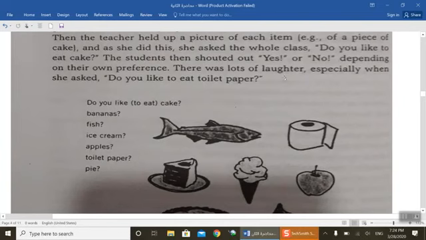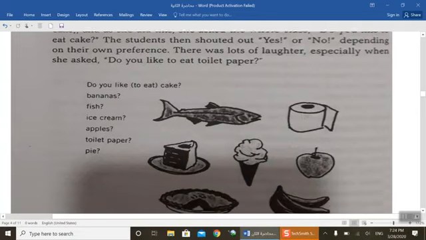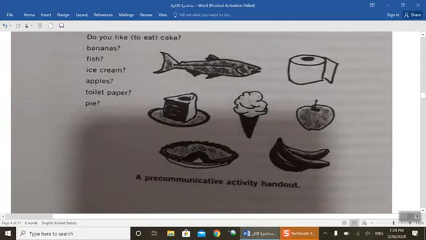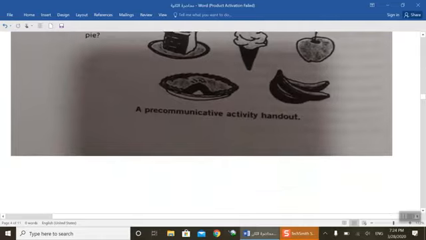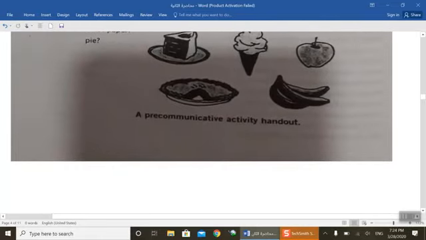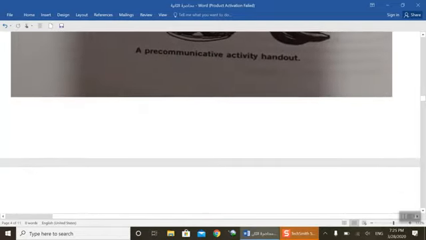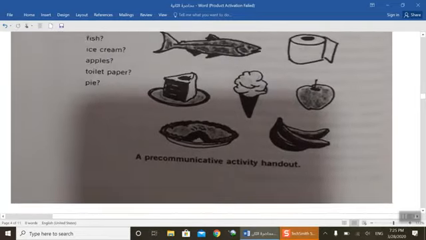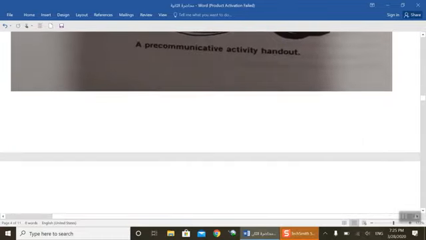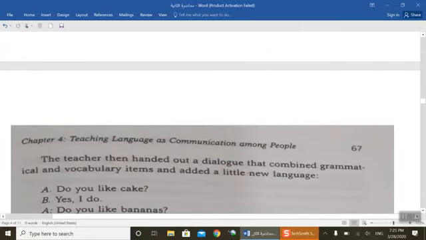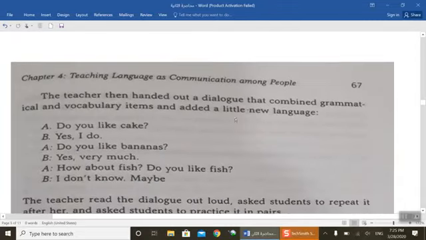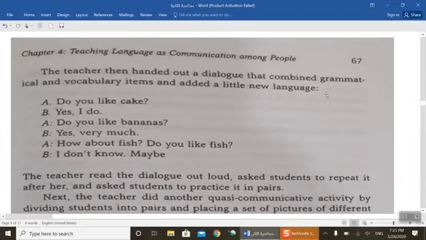There was a lot of laughter, especially when she asked, "Do you like to eat toilet paper?" Yes. Now toilet paper is a bigger problem in Europe because of coronavirus. So this is just an example, or an explanation, of what Littlewood calls pre-communicative activities, right?